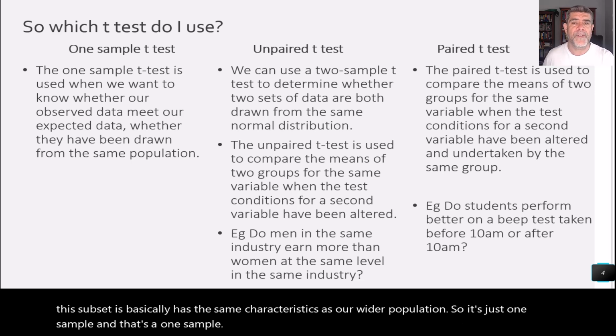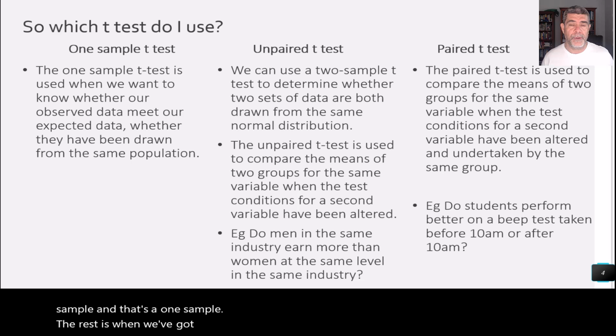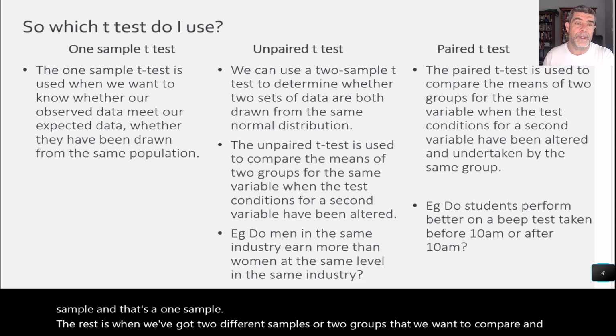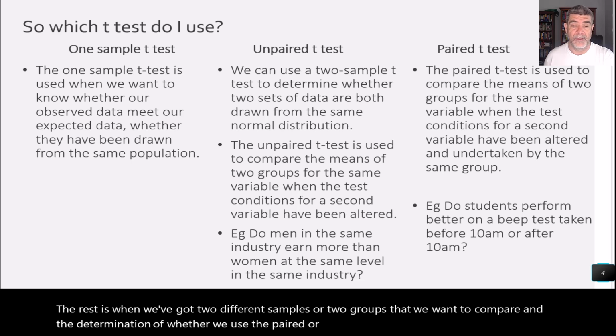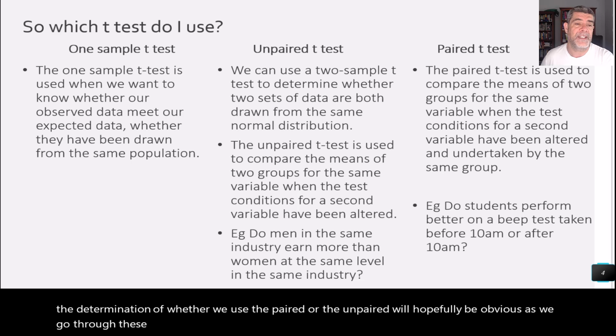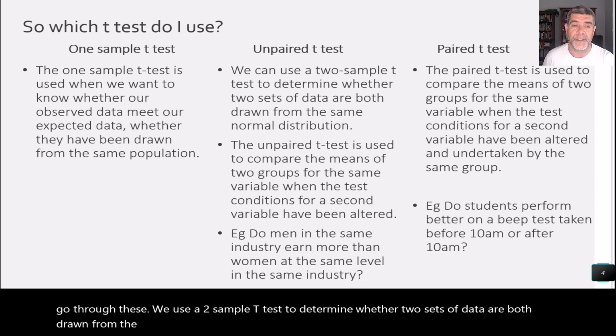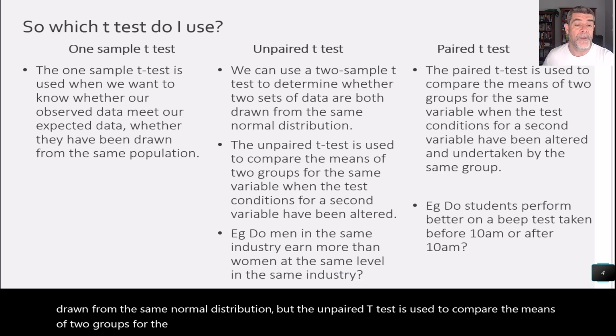The rest is when we've got two different samples or two groups that we want to compare, and the determination of whether we use the paired or the unpaired will hopefully be obvious as we go through these. We use a two-sample t-test to determine whether two sets of data are both drawn from the same normal distribution. The unpaired t-test is used to compare the means of two groups for the same variable when the test conditions for a second have been altered.